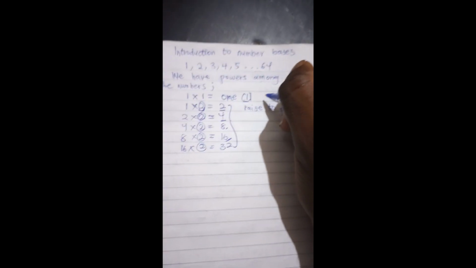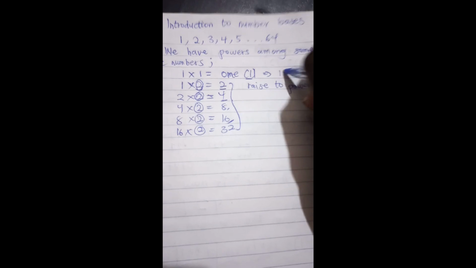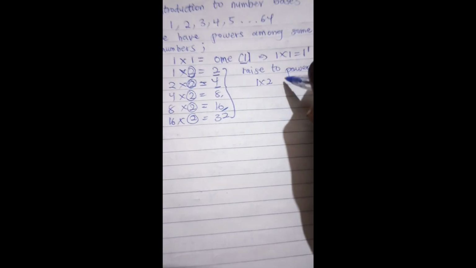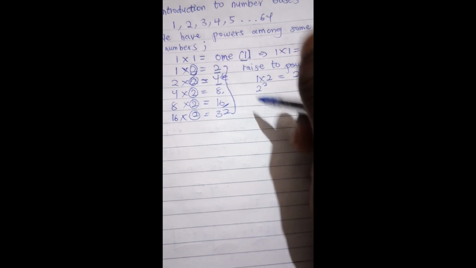So we can see that some of them have powers. Check something out. We have 1 by 1, or 1 times 1, which is equal to 1, and 1 is the same as 1 exponent 1. And 2 times 1, or 1 times 2, is equal to 2, and 2 has an exponent of 1. When we take 4, therefore, it is 2 exponent 2.